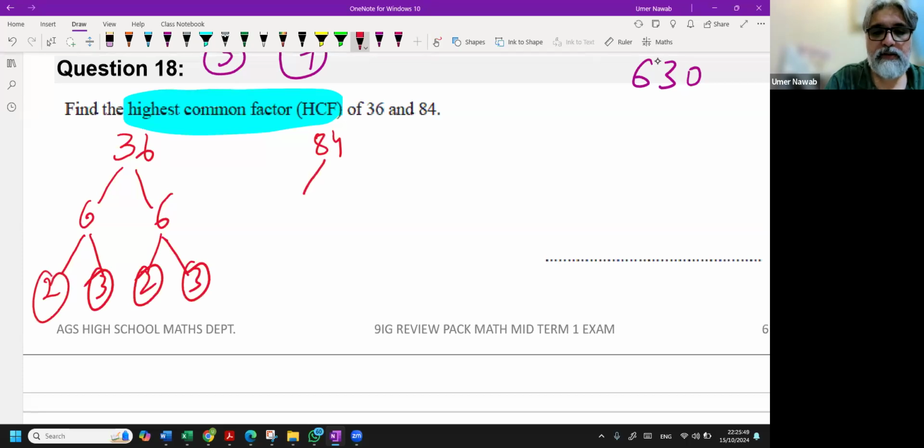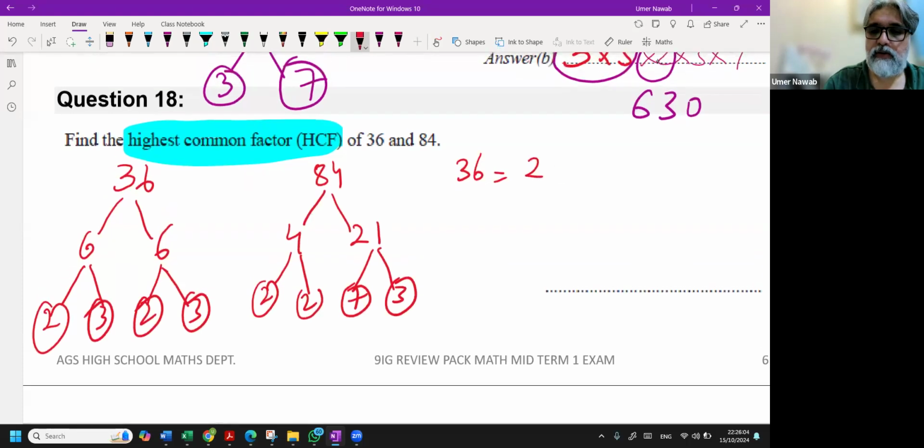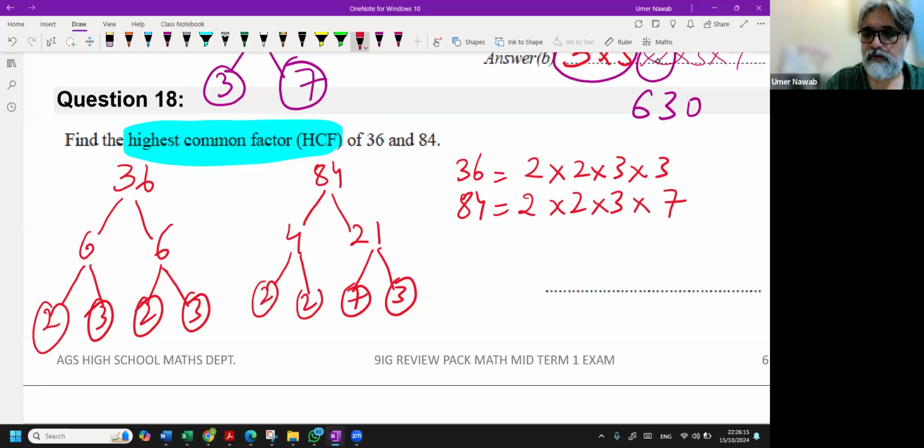84, guys. Again, I'm going to use 4, 2 and 2, 7 and 3. Let me copy. 36 is equals to 2 times 2 times 3 times 3. And 84, it is equals to 2 times 2 times 3 times 7.